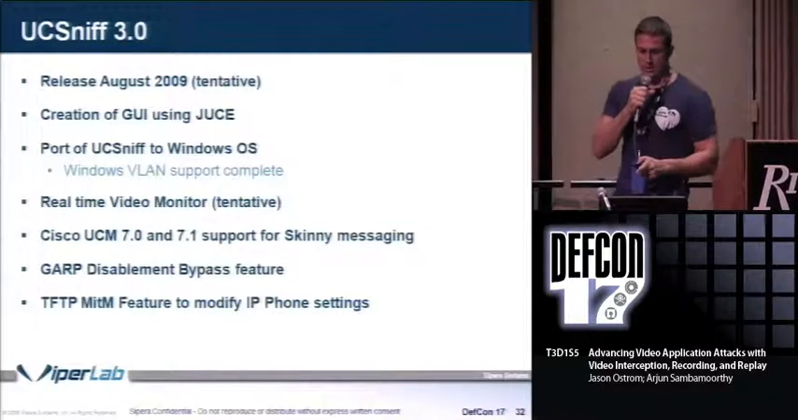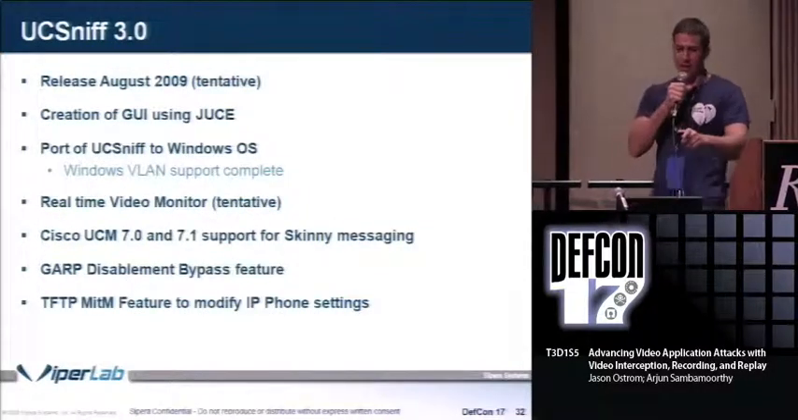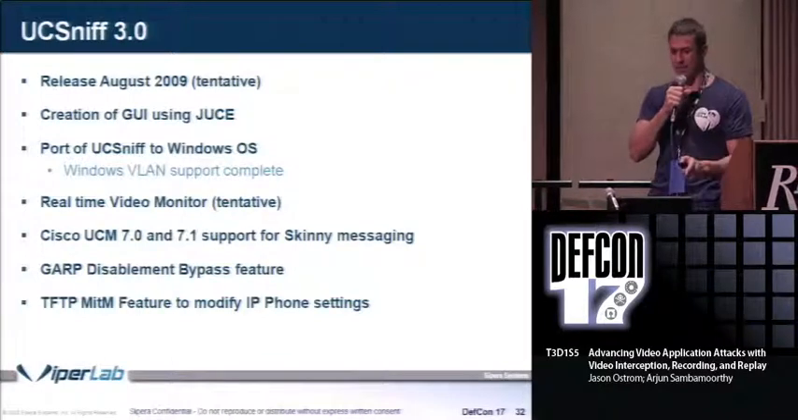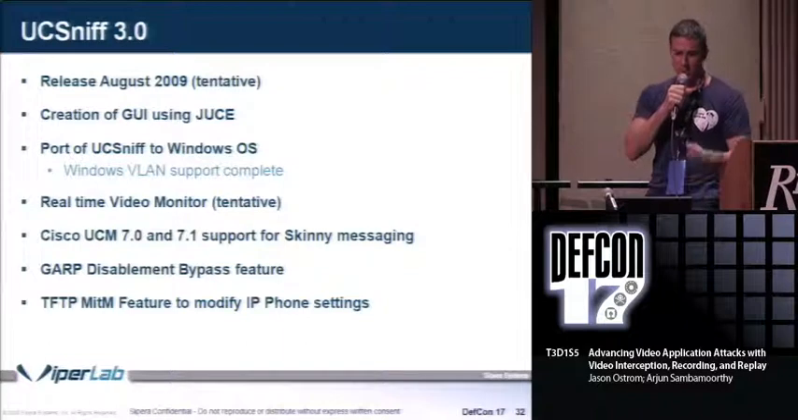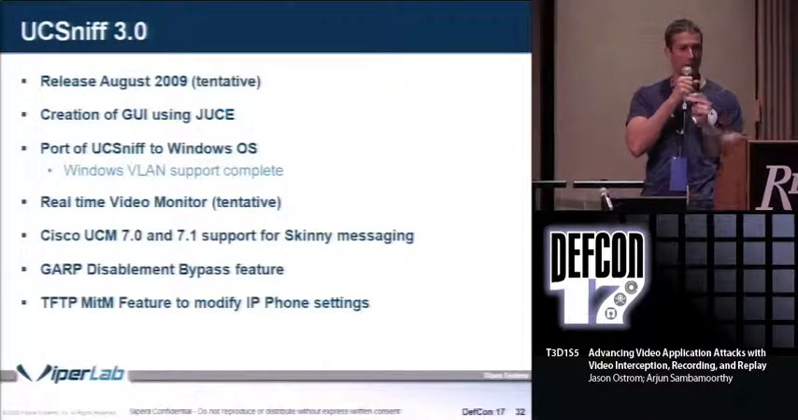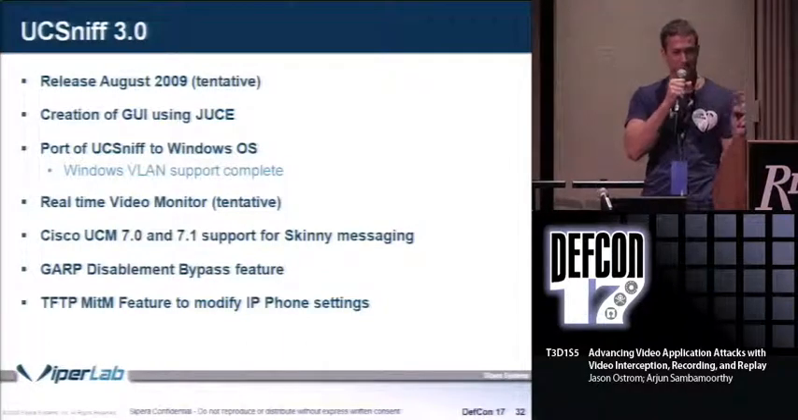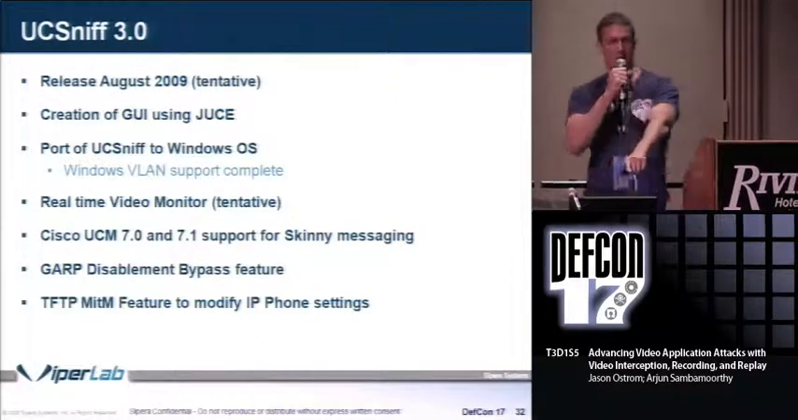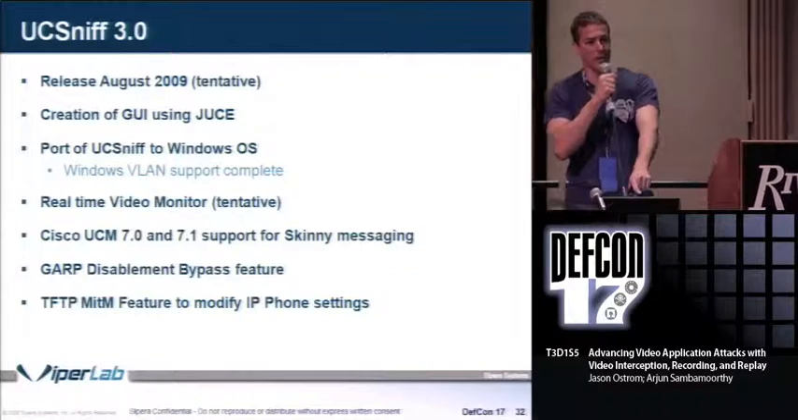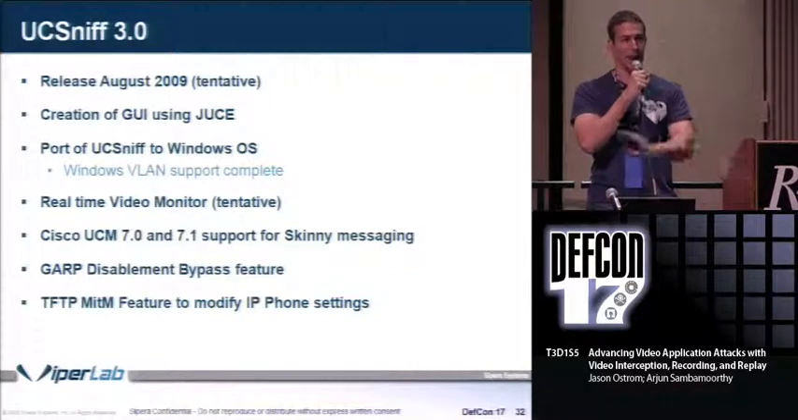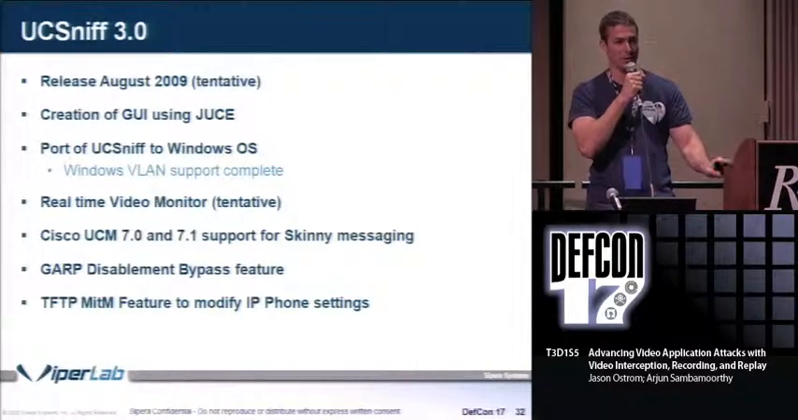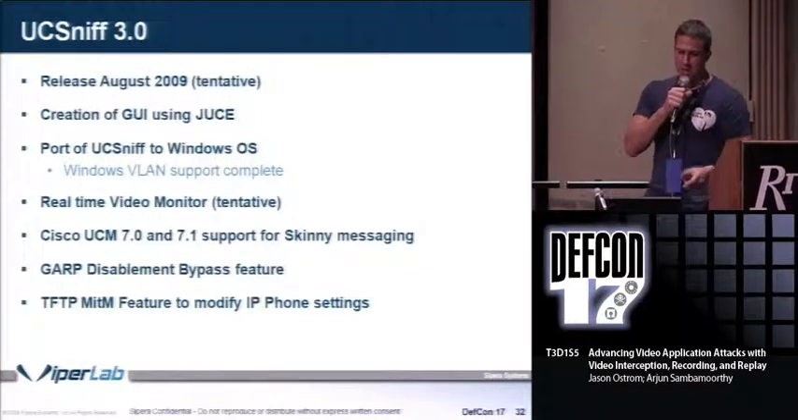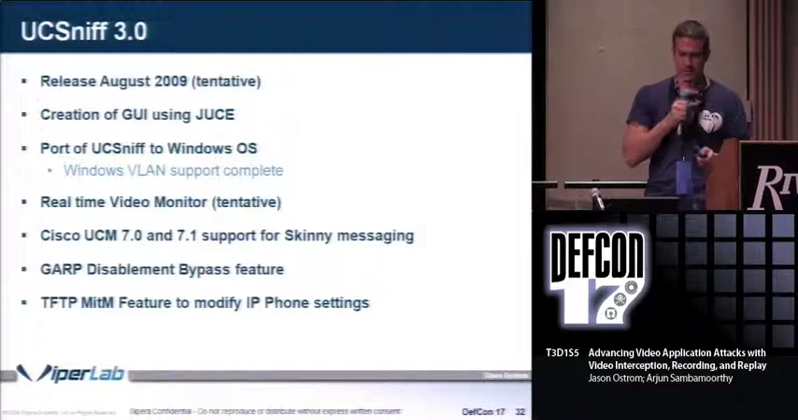So UCSniff 3.0, I'm going to get into this in a second. We have a GUI now. We have a Windows port. We have Windows VLAN support, thanks to Arjun. We're working on a real-time video monitor where you can actually eavesdrop live and see both ends of the reverse and forward video. We actually built Cisco UCM 7.0 and 7.1 support. That didn't work at all in the old versions of UCSniff. So we're going to release this in a second. All the new deployments are 7.0, 7.1. And then we have GARP disablement bypass.